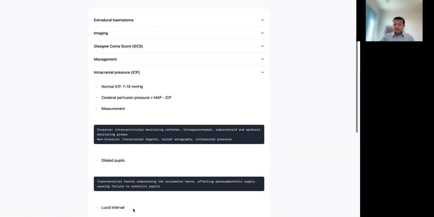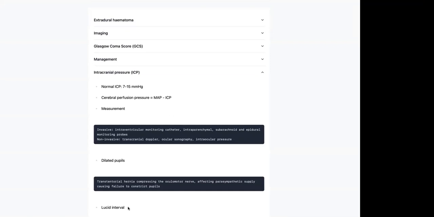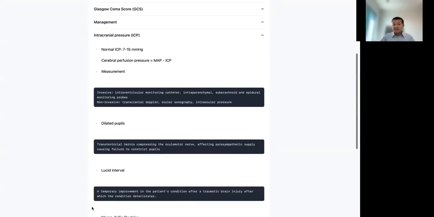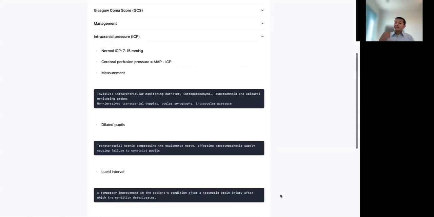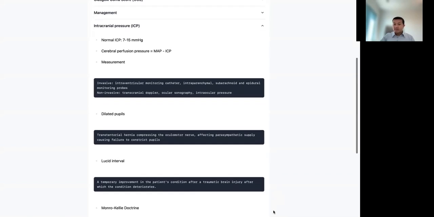Great. What is the lucid interval? Temporary improvement in the patient's condition after head injury, after which the patient will undergo rapid deterioration. We all know what a lucid interval is, but if the examiner asks you, make sure you know how to describe it as well. It's a temporary improvement in the patient's condition after traumatic brain injury before the patient continues to deteriorate.